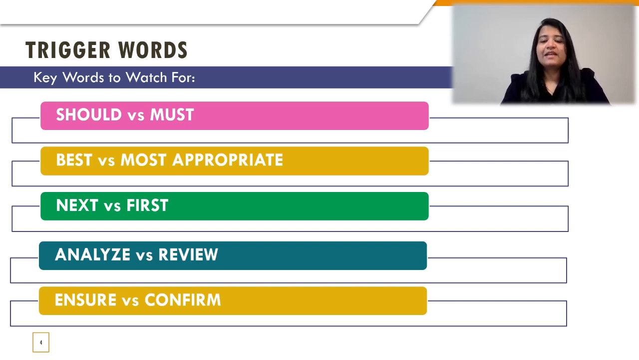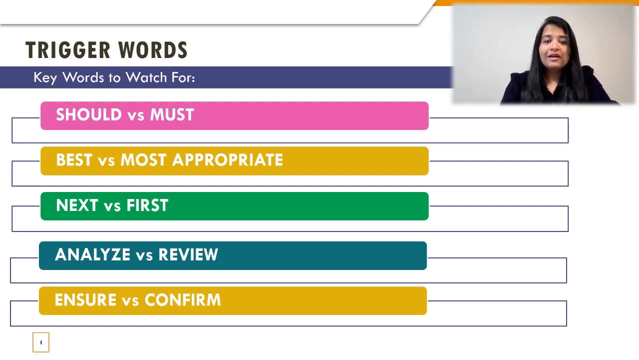So now moving on to the second one, I have best versus most appropriate. Best is nothing but the most effective or efficient way to address any scenario given to you as a project manager. But most appropriate is going to be the solution that best aligns with PMI's processes. For example, I can say the best way to reduce the cost is going to be this method.